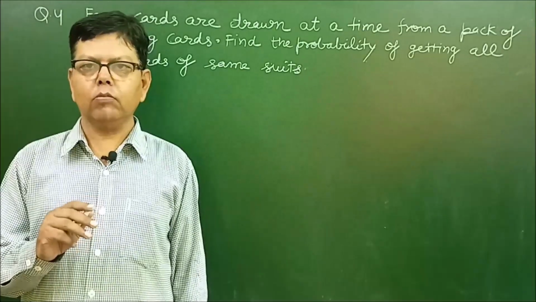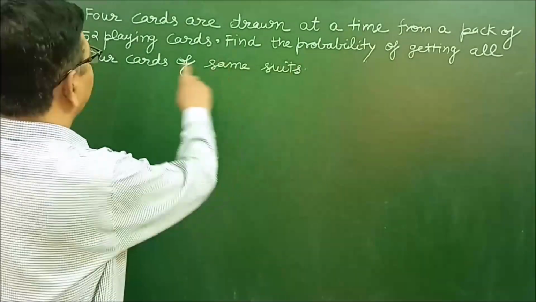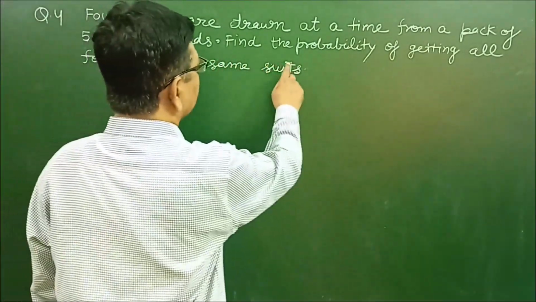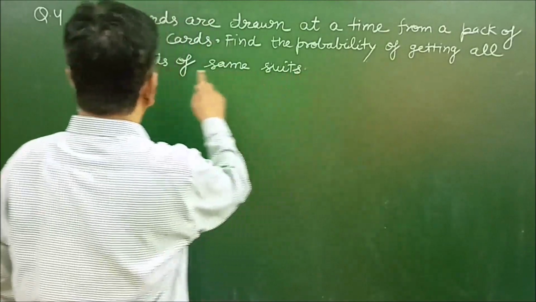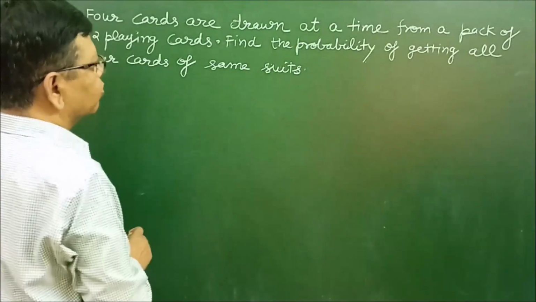Next question, question number 4. 4 cards are drawn at a time from a pack of 52 playing cards. Find the probability of getting all 4 cards of same suits.